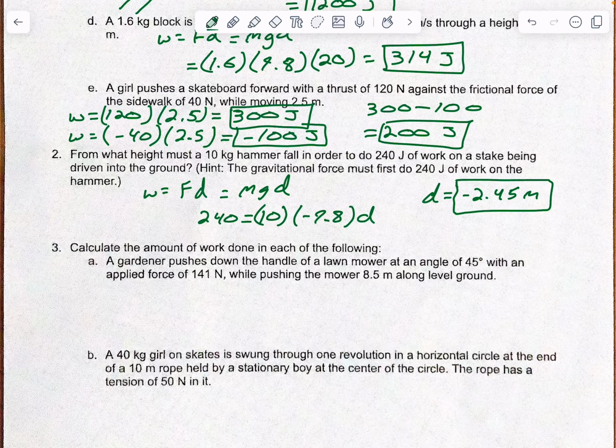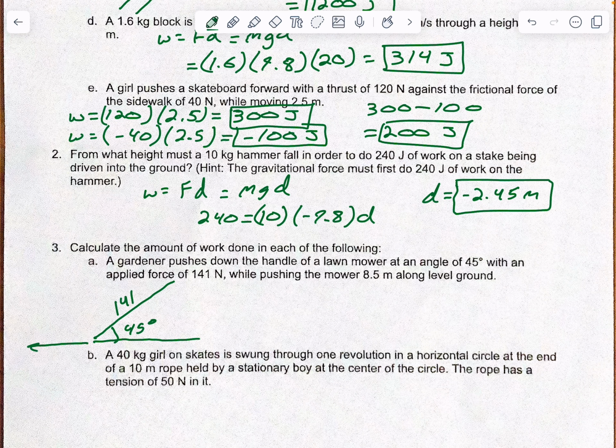Number 3, calculate the amount of work done in each of the following. A, a gardener pushes down on the handle of a lawnmower at an angle of 45 degrees with an applied force of 141 newtons, while pushing the mower 8.5 meters along level ground. So we have a person pushing down on a lawnmower at an angle of 45 degrees. They're applying 141 newtons of force along that angle. But my lawnmower is going this way.